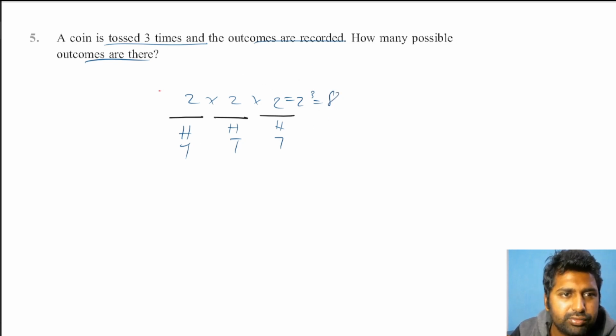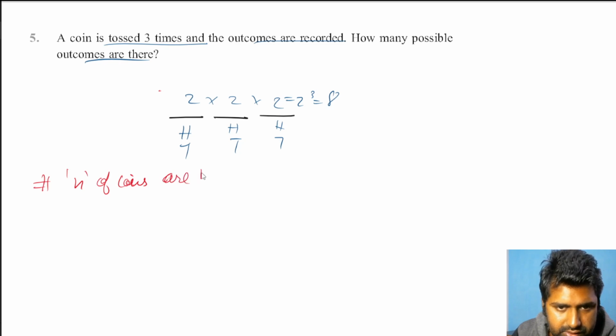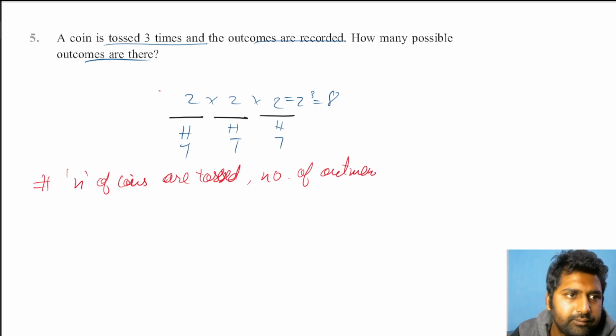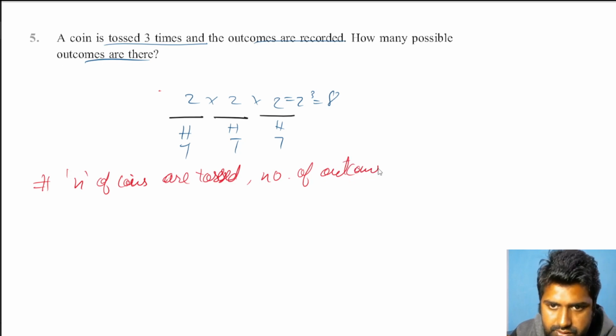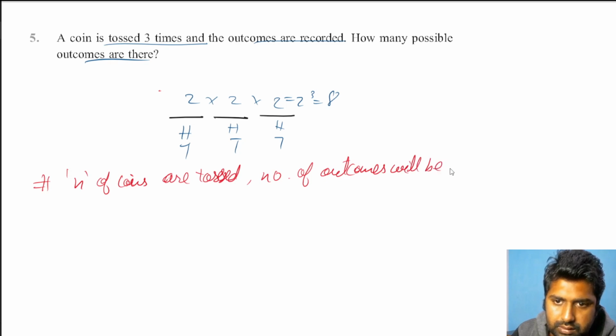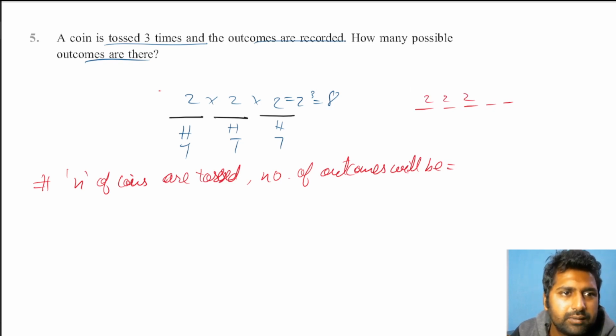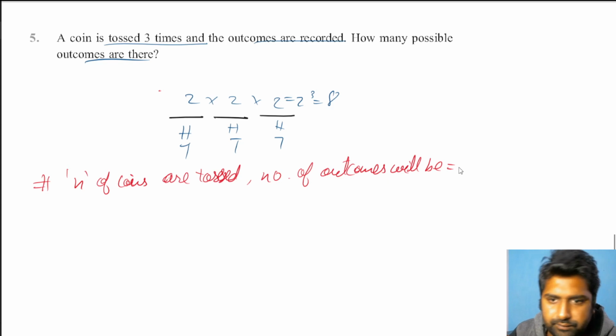I'll generalize this for n number of coins. So for n number of coins tossed, the number of outcomes will be 2, 2, 2, 2 n times, that is 2 raised to power n. So you can even judge this on your own, 2 raised to power n.